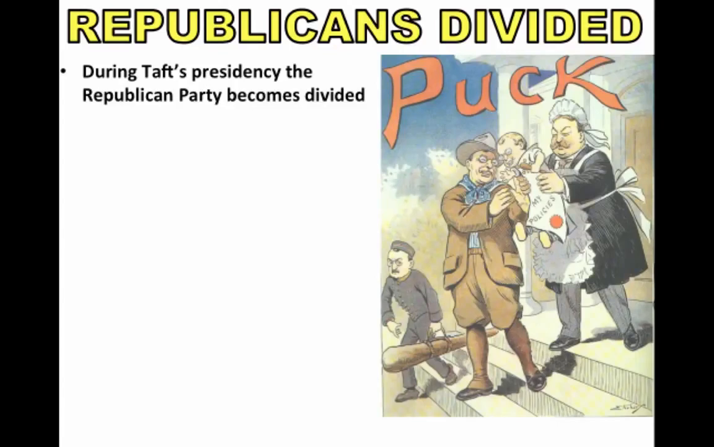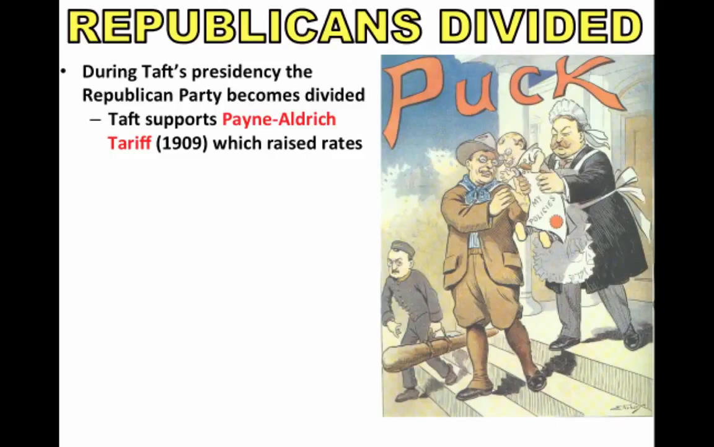The Republican Party divides. And it's really between the supporters of Theodore Roosevelt and William Howard Taft. And there's a couple of events that take place to cause this division. One, Taft supports the Payne-Aldrich Tariff of 1909, which raised the rates of the tariff. And really, progressives within the Republican Party don't want this to occur. They wanted to see the tariff decrease, if anything.